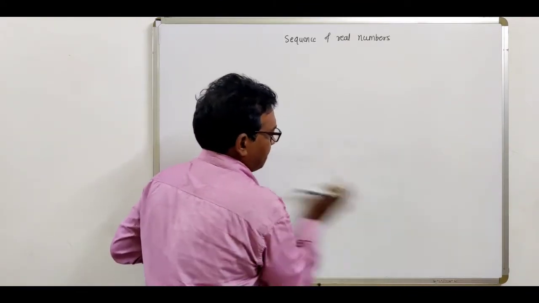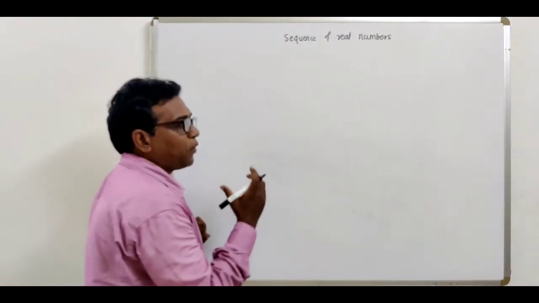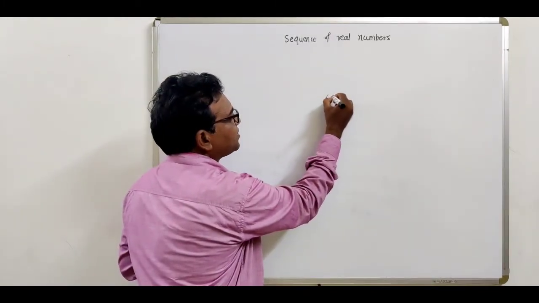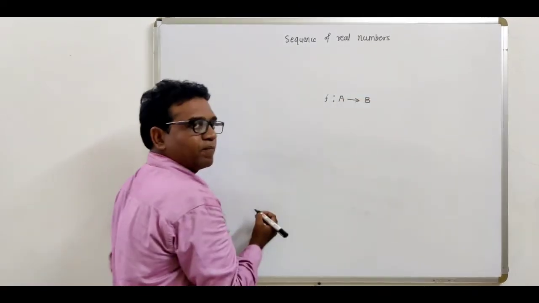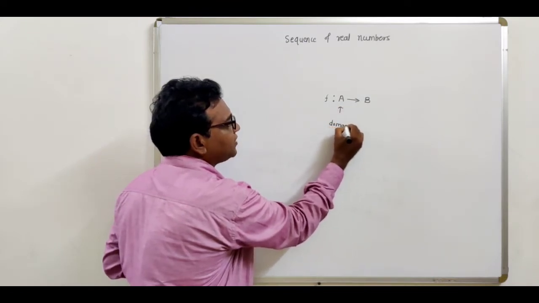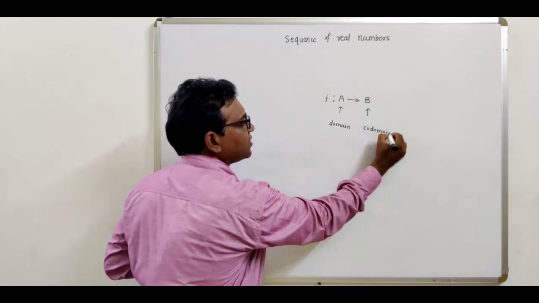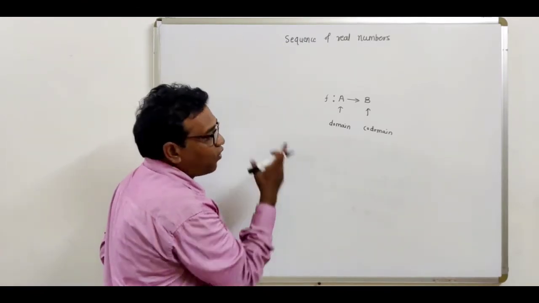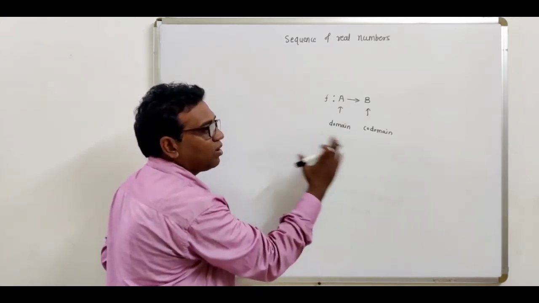Now see, we define a sequence with the help of a function. Suppose we consider f as a mapping from set A to set B. Then A is called the domain, and B is called the codomain.